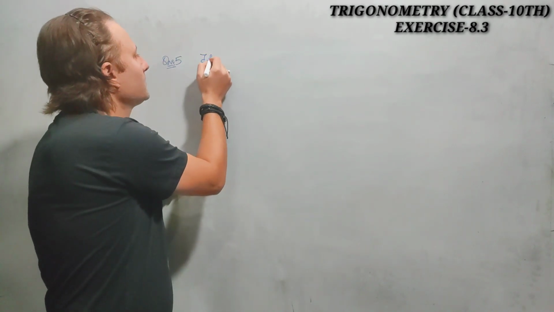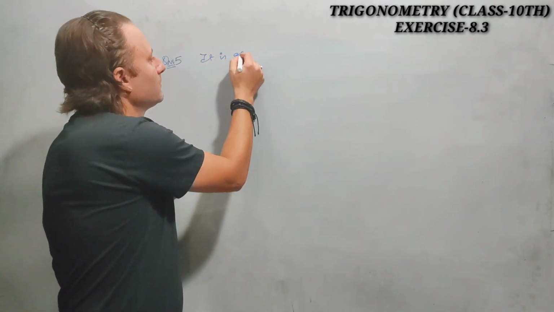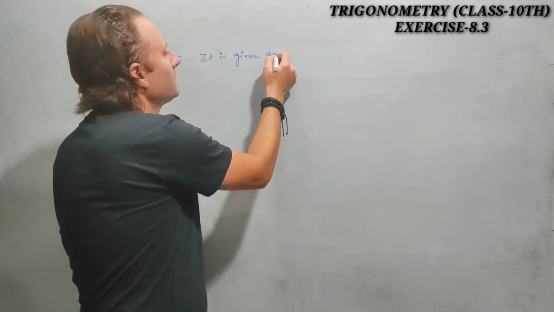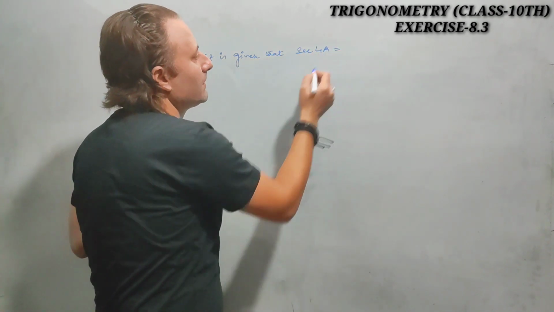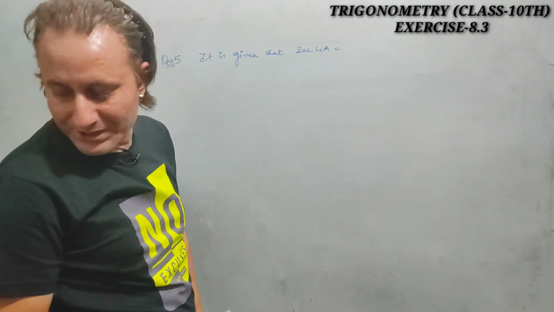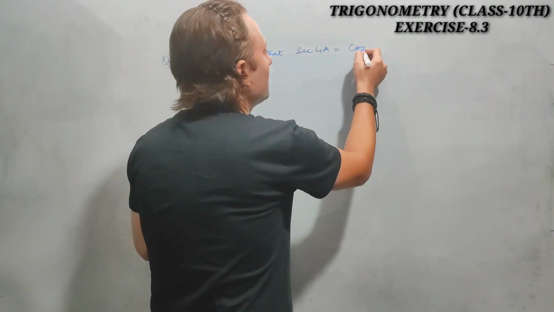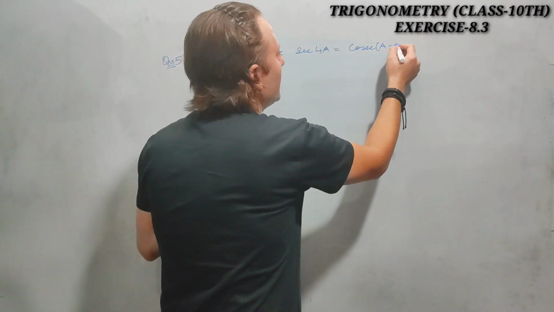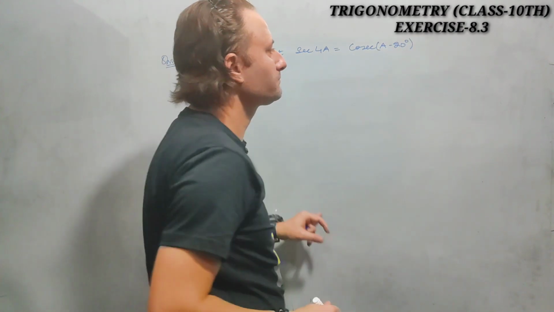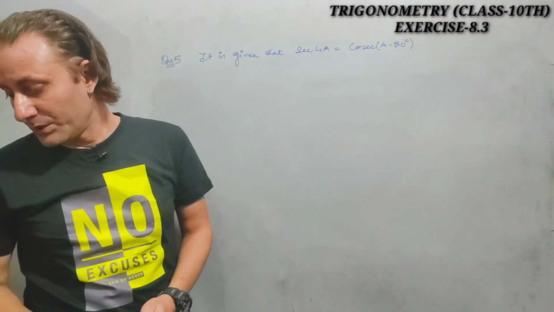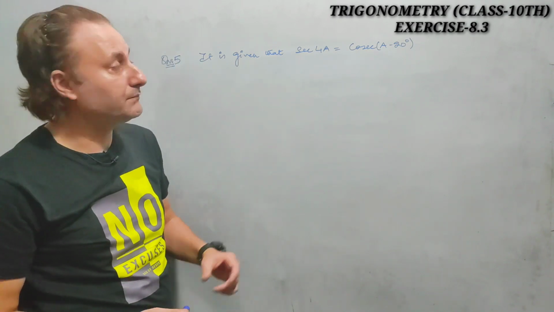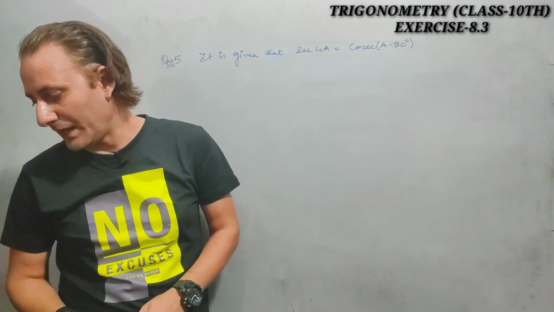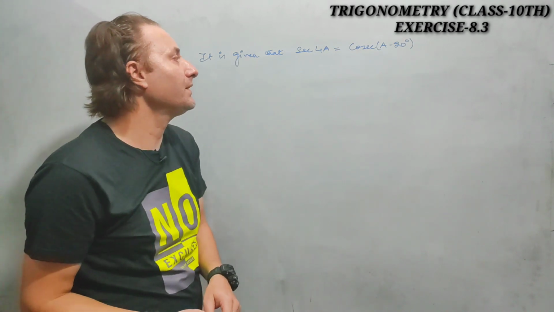It says sec 4A is given to be equal to cosec (A minus 20 degrees). Now, same as we did in question number 3, the 4A here is an acute angle and we need to find the value of A.